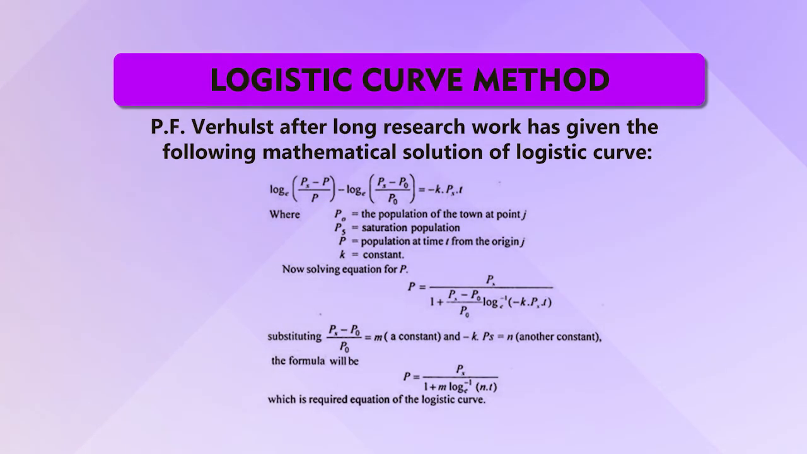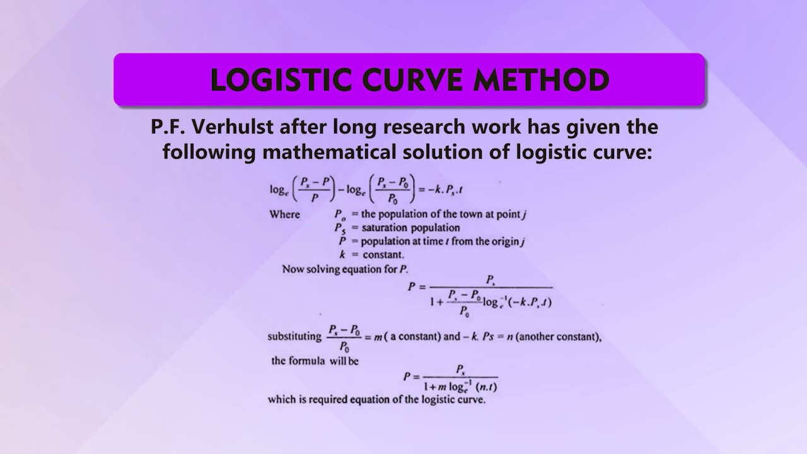Log e of (Ps minus P) divided by P, minus log e of (Ps minus P0) divided by P0, is equal to minus K Ps into T. So here P0 is equal to the population of the town at point J, Ps is the saturation population, P is the population at time T from the origin J, and K is the constant.